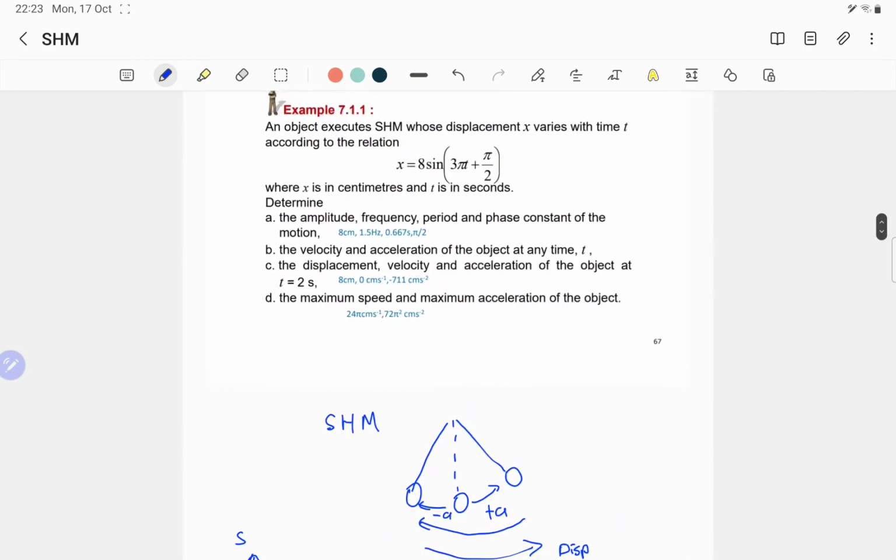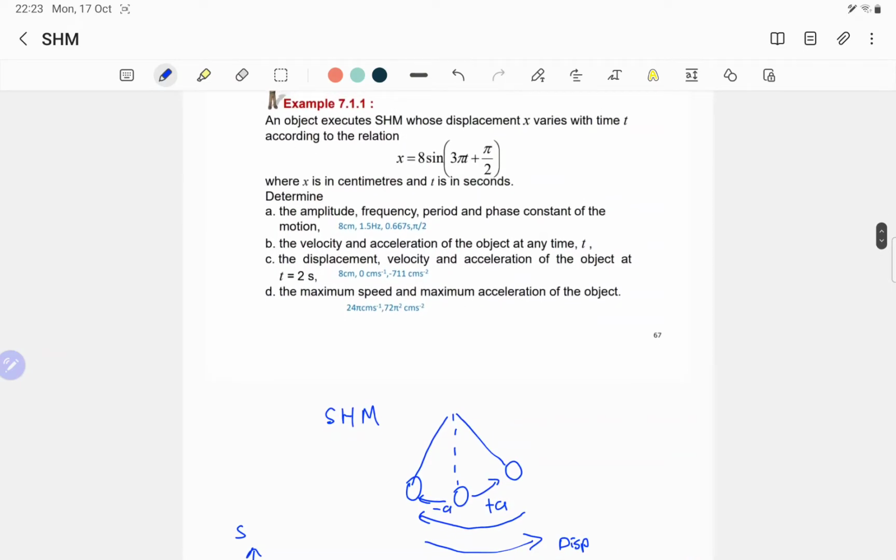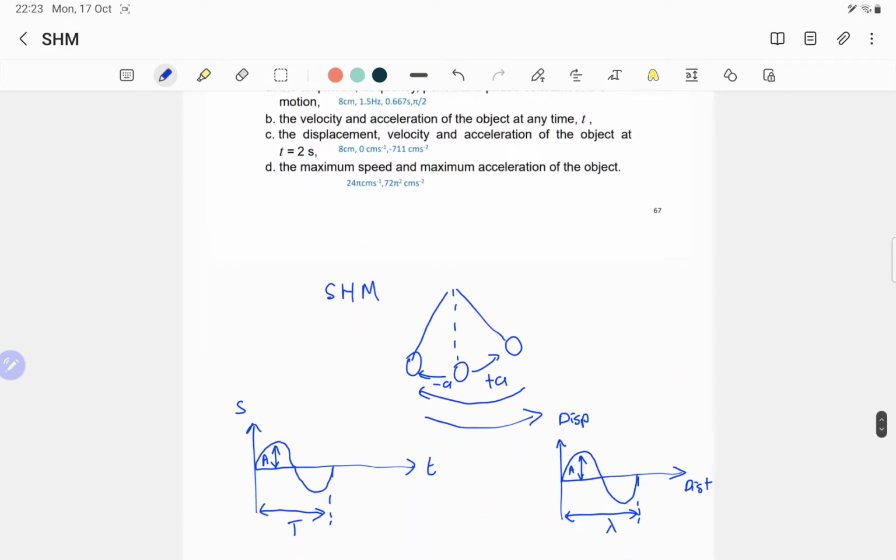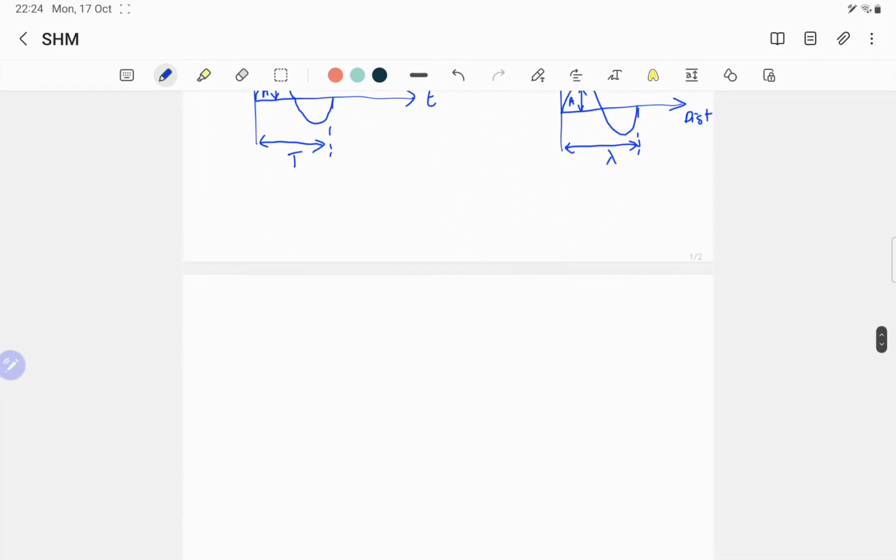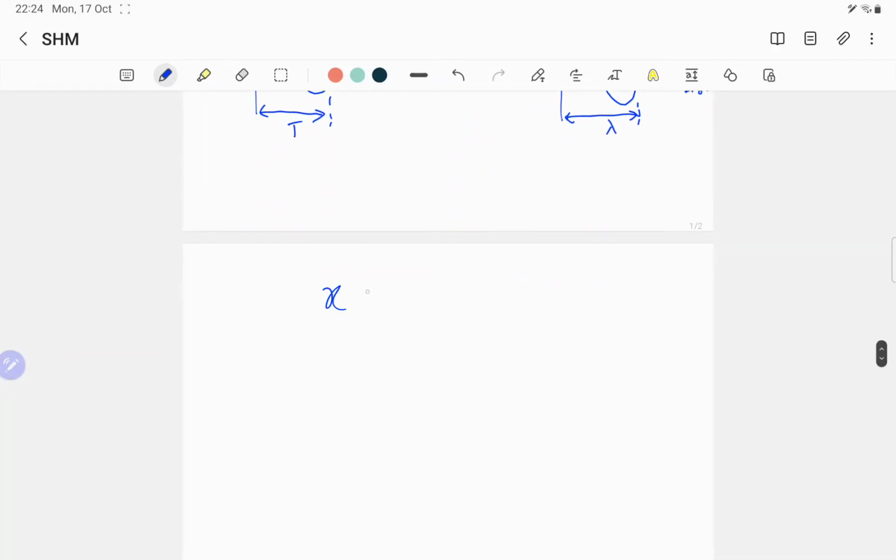Based on basic understanding, this one basically will be a sinusoidal graph. Over here we have a general equation: x is equivalent to A sine omega t, plus phi if we have an initial phase. This will depend on the question, whether you have an initial phase or not.